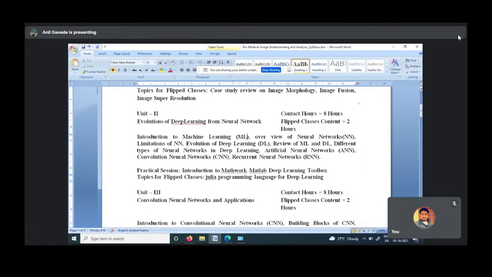Okay, so for all the deep learning examples, we use the MathWorks toolbox. We have the MathWorks Deep Learning Toolbox. So I'll be explaining neural networks, deep learning, machine learning, and CNNs with reference to MATLAB. And I expect the students on the other side to replicate the same with Julia programming for deep learning.